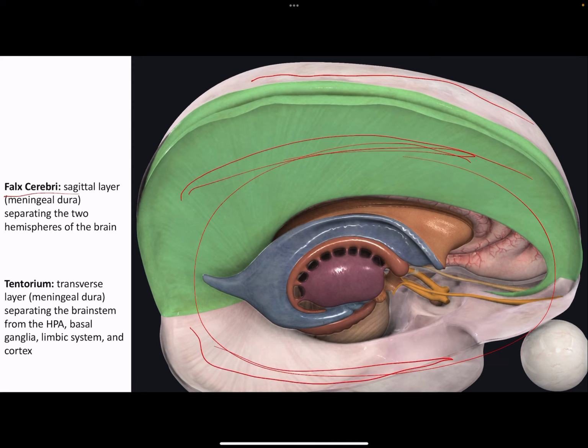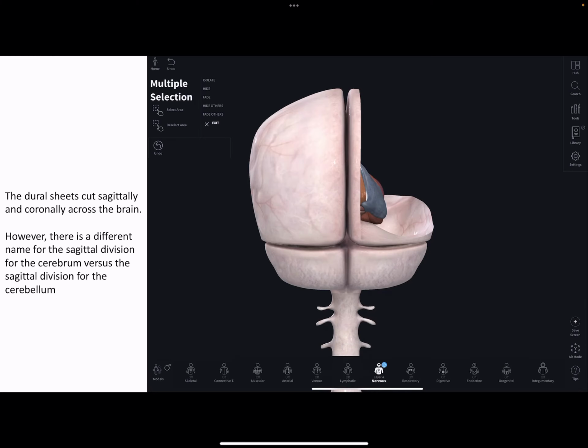So this separates the left and right side of the brain, and this is going to be separating the supratentorial and infratentorial, in other words, the brainstem and the cerebellum from the basal ganglia, limbic system, cortex, etc., the cerebrum. So again, in the small chance you're not sick of it, let's look at this again. A couple different ways this can cut. Falx cerebri right there, tentorium cerebelli right there, and then the falx cerebelli right there.